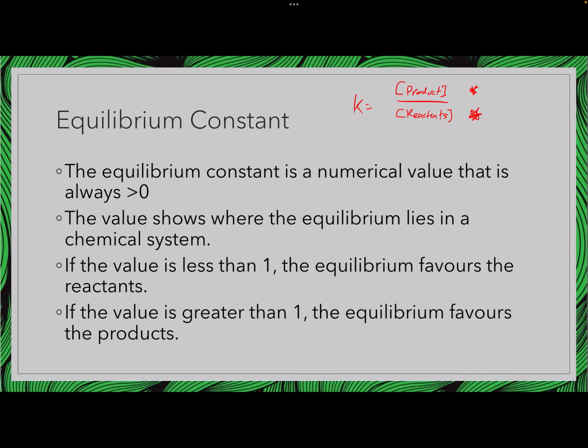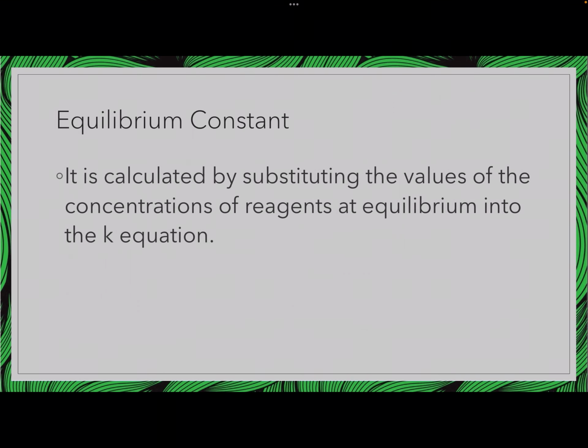Now, if the value is greater than 1, it's the other way around. The equilibrium is favoring the products. It means there's more products than there are reactants. And again, in terms of fractions, for a number to be greater than 1, the numerator needs to be bigger than the denominator. So, it's calculated by substituting in the values of the concentration of reagents at equilibrium. Basically, in a question it'll say, at equilibrium, the concentrations are such and such. You substitute those values into your K_eq equation.